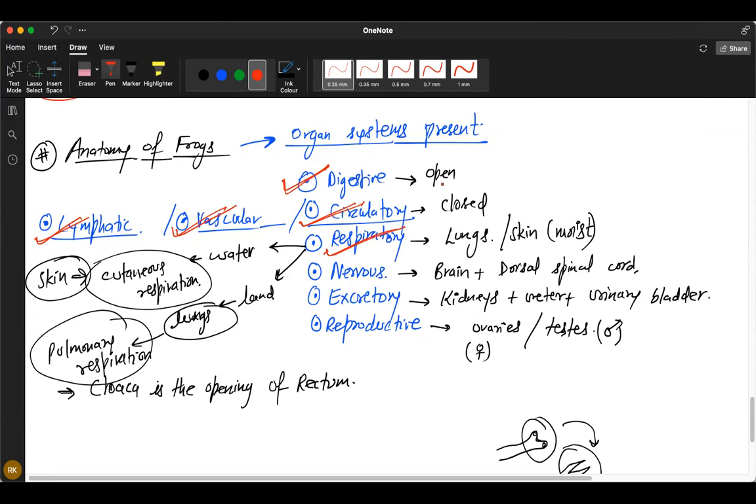And their glands are also similar to humans. We have pituitary, thyroid, parathyroid, thymus, pineal, pancreas, adrenal. All these glands are also present in frogs. So write down: they have endocrine glands, which are all present in frogs. They can secrete hormones just like we do.